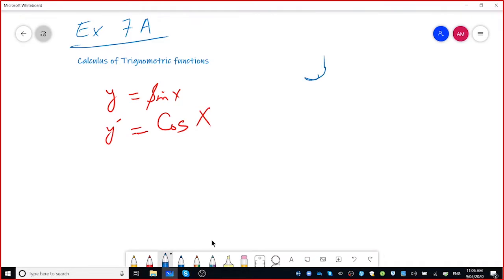Okay. And what about if y is cos x? If y is equal to cos x, do you know what is y bar? Negative sine x. Good. It is minus sine x. So this is a little difference between them.